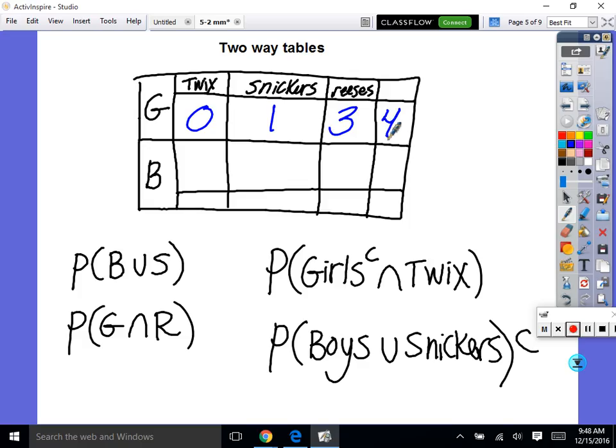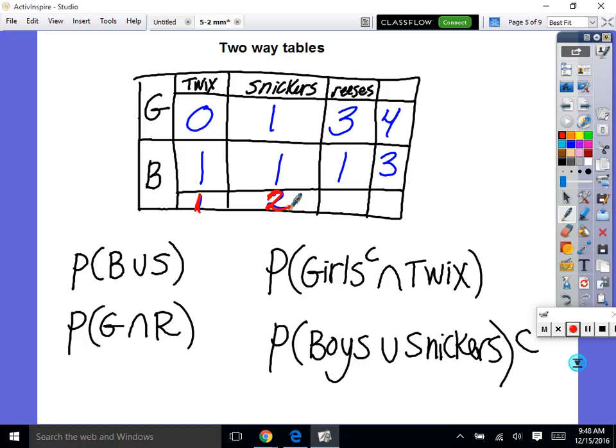Now, boys, there's 3 boys. How many of you choose Twix? 1. Okay. Snickers. 1. Reese's. Perfect. 3 boys. So then how many chose Twix total? 1. How many chose Snickers total? 2. So remember, these are the totals. I'm going to maybe color them, because sometimes with shared worksheets, a lot of times I don't even put totals because sometimes it confuses students, if that makes sense. I usually just look up here.